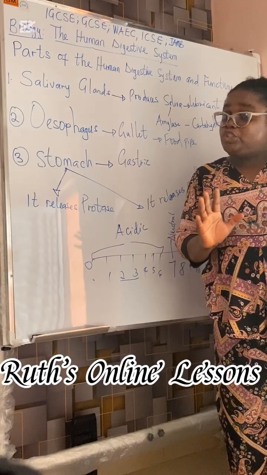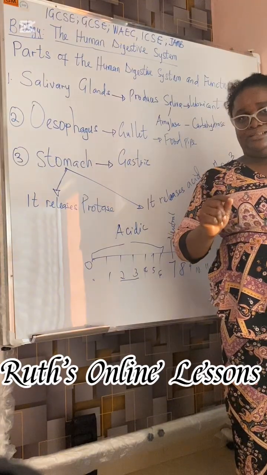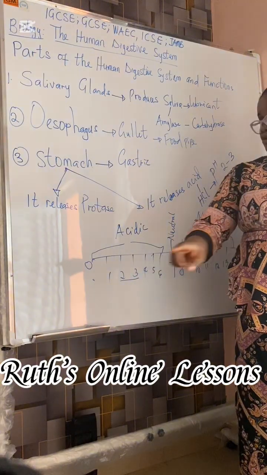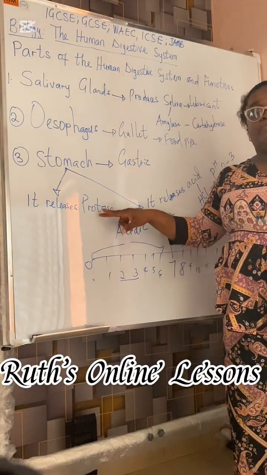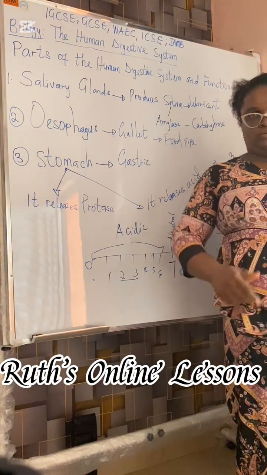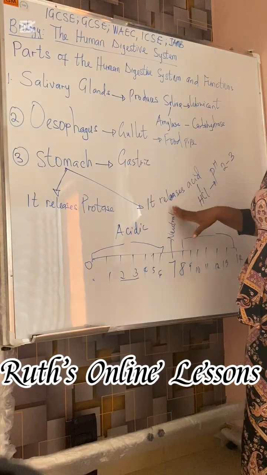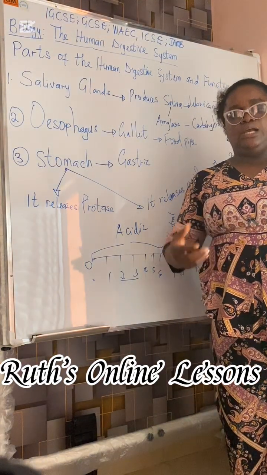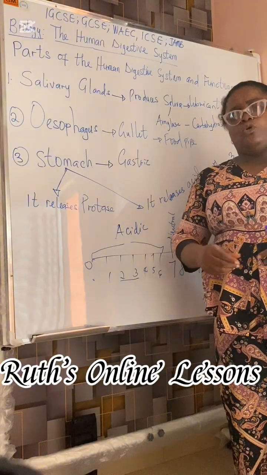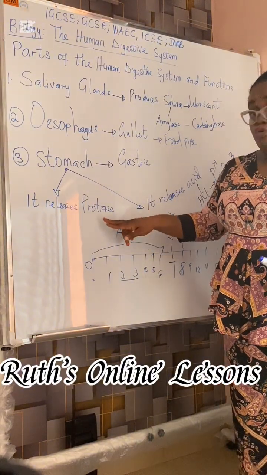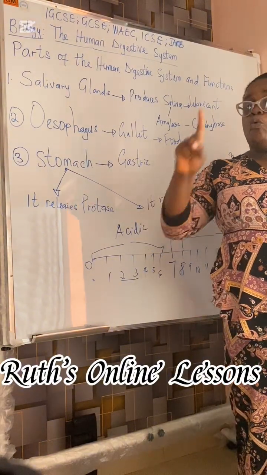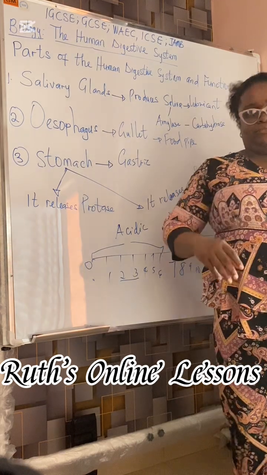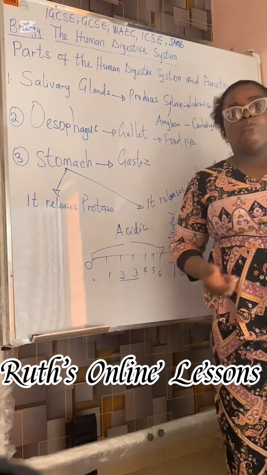So if the condition in the stomach is not acidic, or the acidity is not around this range, it becomes difficult for the protease enzyme to work, and the enzyme might be denatured. So the acid provides an enabling environment, providing the optimum or best environment for the protease enzyme to work. One function of the stomach acid is to make the stomach acidic so that protease enzymes can work.